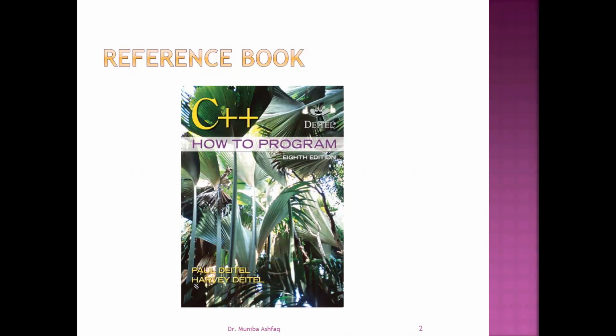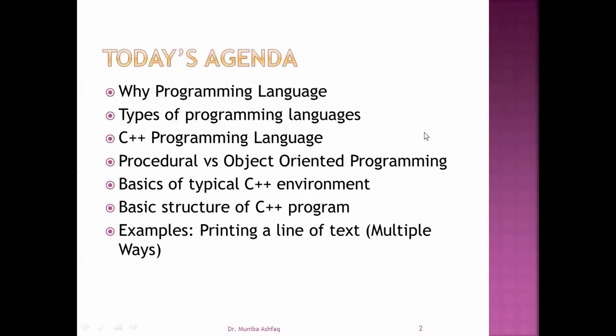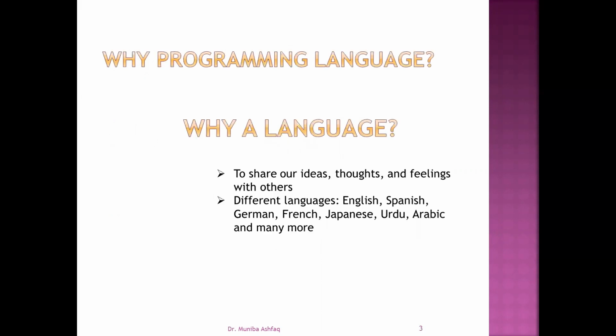The reference book that I will consider in this video lecture is C++ How to Program by Deitel and Deitel. Here is today's agenda. We will talk about why we need programming language, what are the different types of programming languages, and what is C++ programming language. We will also talk about procedural versus object-oriented programming. What are the basics of typical C++ environment, the basic structure of a C++ program, and we will be looking for some examples, like printing a line of text.